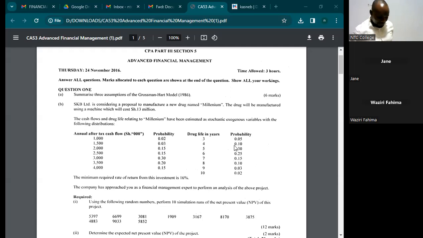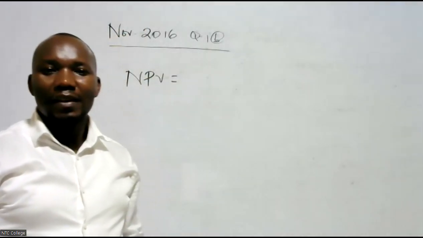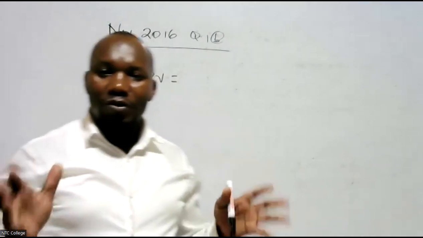Can we start from there? By getting the probability random number ranges for cash flow, and then drag life. Are we together up to there?